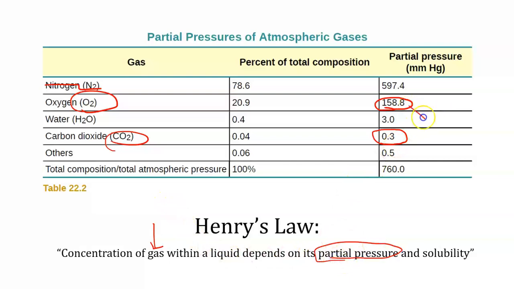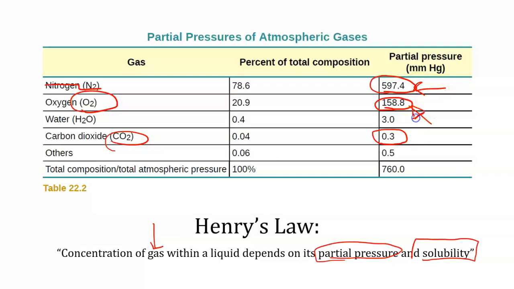If you have a higher partial pressure, it's more likely that the gas would go in. Let me back up, and it also depends on its solubility. So, for example, oxygen is much more soluble in your blood than nitrogen. Nitrogen has a really big partial pressure, so there's a strong tendency for nitrogen to want to go into your blood, but because it's not soluble in your blood, it rarely goes into your blood.